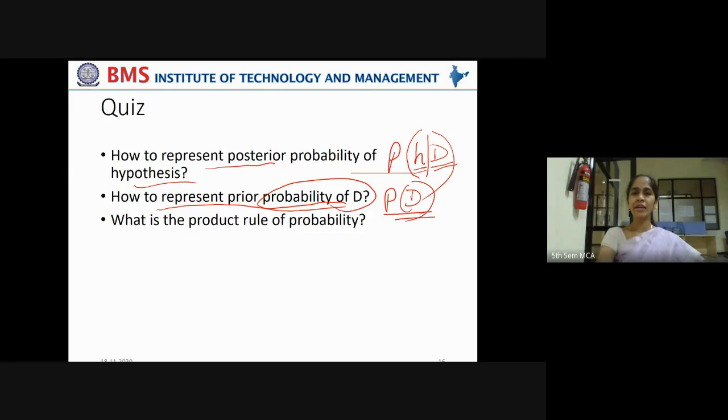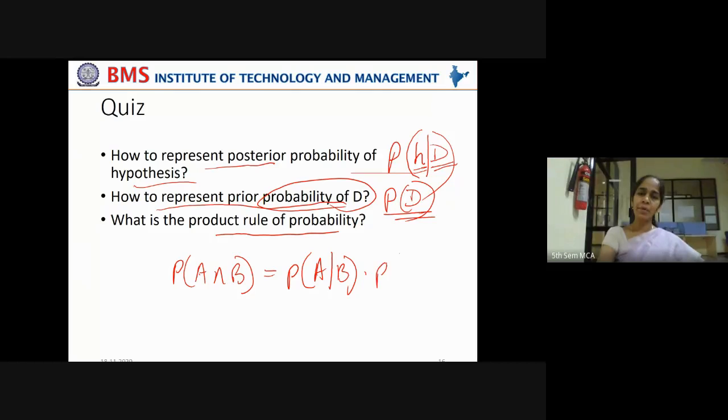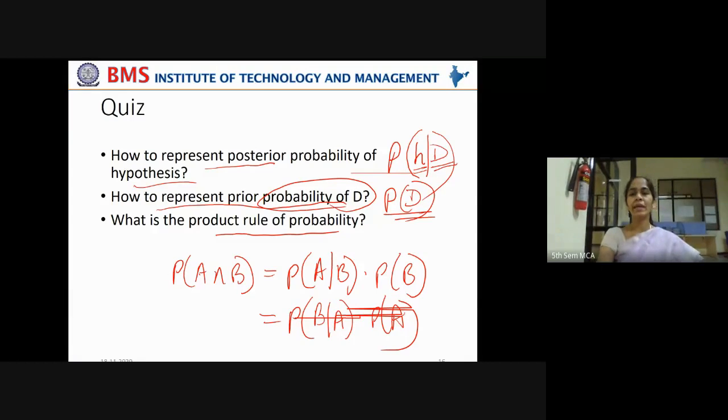You're not able to answer that. What is the product rule of probability? Probability of A and B occurring together is the probability of A given B multiplied by the probability of B, or you can also write it as the probability of B given A multiplied by the probability of A. This is called the product rule.